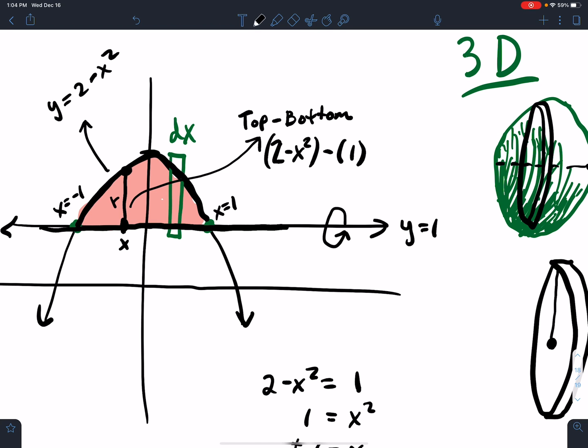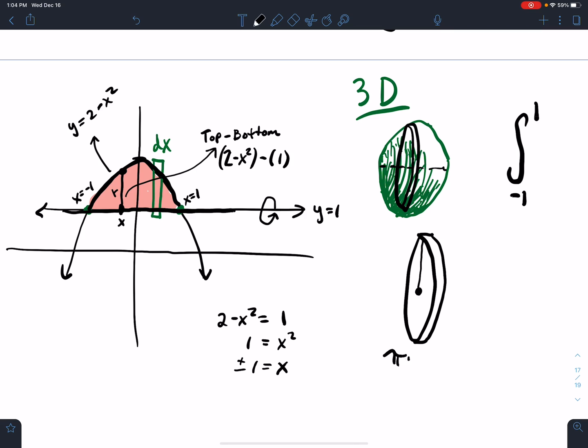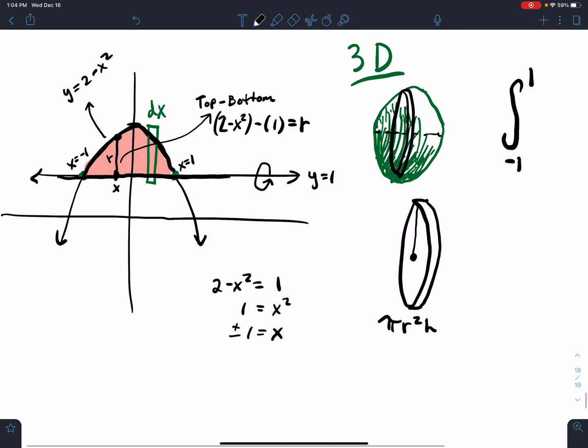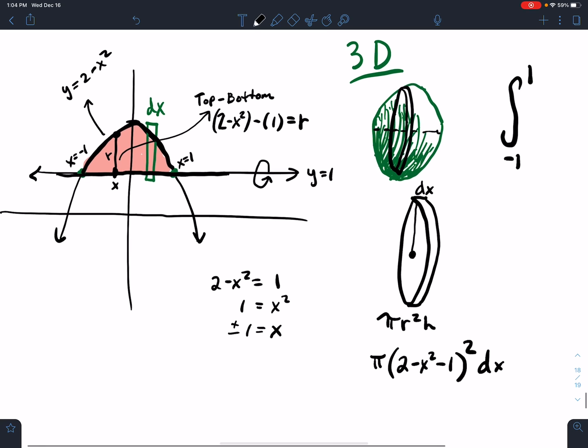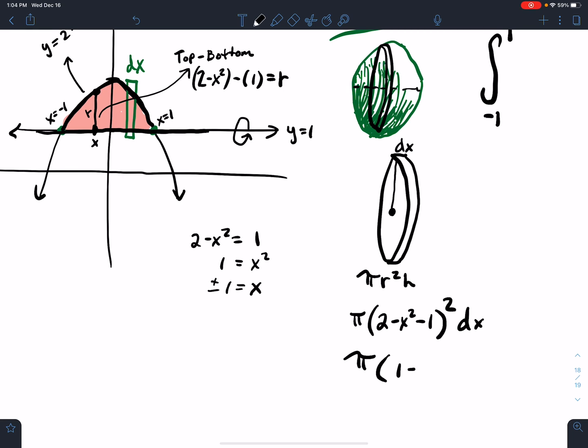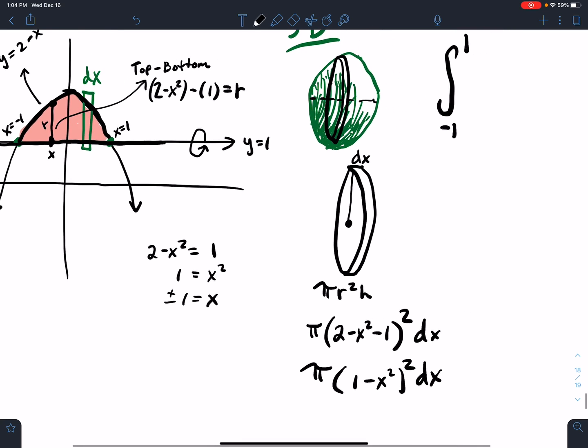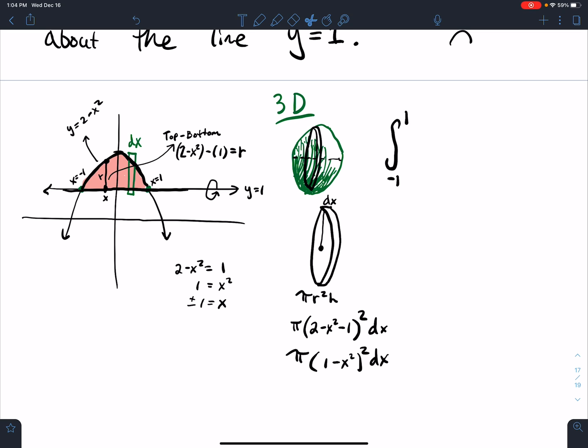So what is my arbitrary radius? Remember, it's pi r squared h. So the arbitrary radius r is 2 minus x squared minus 1. Okay, and the width is dx, that delta x there. And so this simplifies to pi times (1 minus x squared) squared dx. And so I'm going to sum all of those rectangles from -1 all the way to +1. Okay? So pi and then (1 minus x squared) squared dx. Okay?